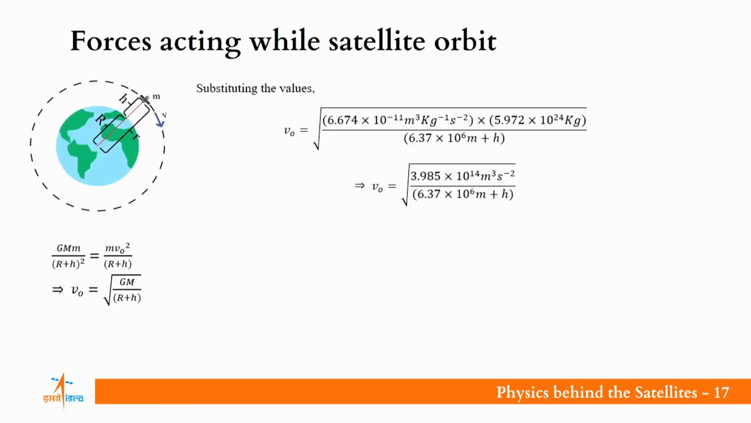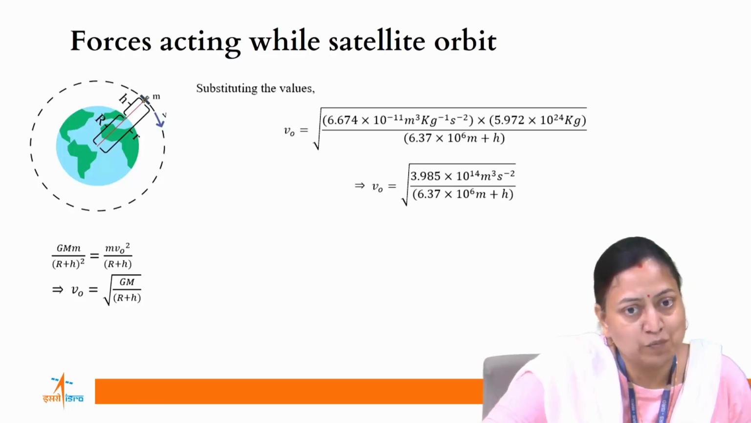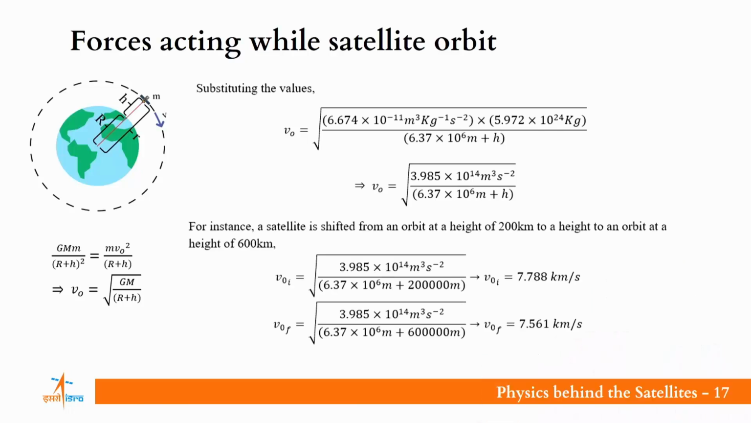Now substitute the values and solve the equation to find the orbital velocity for h equal to 200 km and 600 km. For 200 km, it is 7.788 km per second, and for 600 km, it is 7.561 km per second. You will notice the following. With an increase in height, the velocity decreases. A satellite in higher orbits is relatively slower.